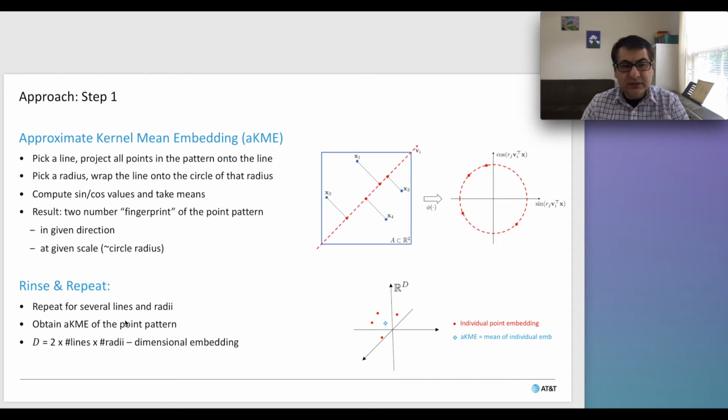We repeat this process with several more lines and radii, and the choice of these lines and radii is guided by our constructions in order to make the Euclidean distance in the resulting embedding space as close as possible to the maximum mean discrepancy. So we obtain a d-dimensional embedding where d is twice the number of lines times the number of radii. I want to bring your attention to an interesting fact that will be useful when doing the tests. Notice that every point in the pattern has a corresponding embedding in this d-dimensional space. The ACME itself, which summarizes the entire point pattern, is the center of mass of these individual embeddings, which is shown here with a blue cross.